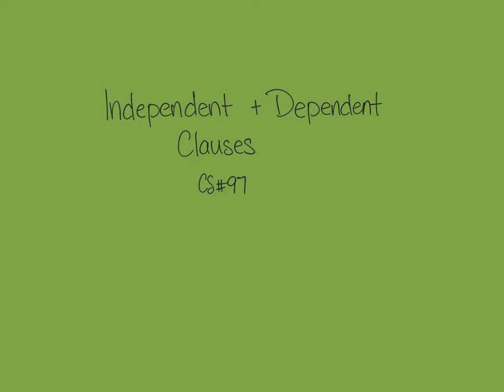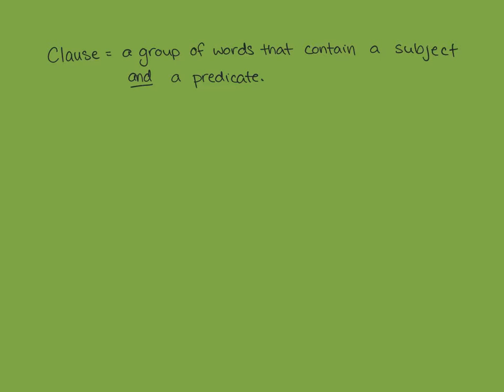Today's lesson is on CS number 97, dependent and independent clauses. A clause is a group of words that contains both a subject and a predicate. Remember, the subject is the who or what in the sentence that does the action, and the predicate is what happens, and it always includes a verb.